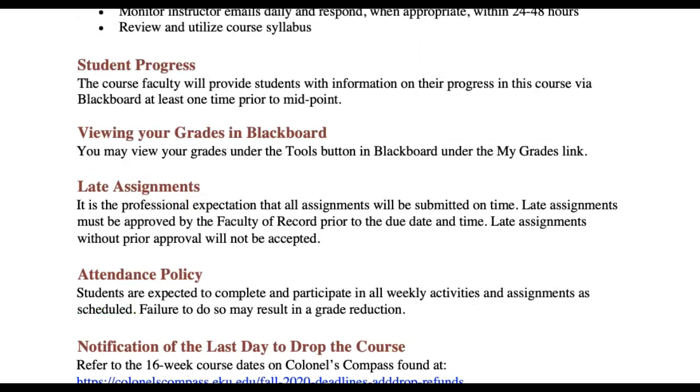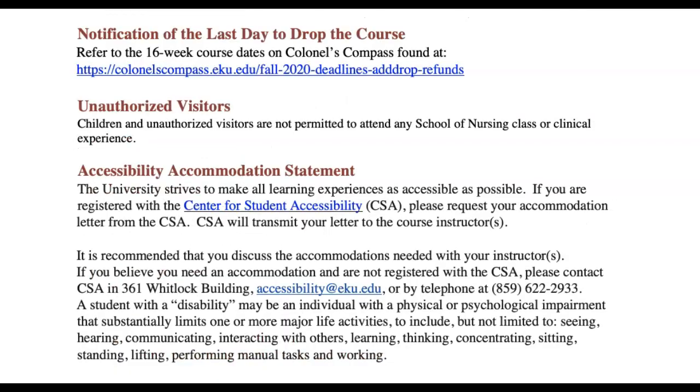Grades are placed within the Blackboard Learning Management System. I spoke earlier about late assignments and clinic attendance, as well as attending any scheduled Zoom sessions. This is a 16-week fall course, and the link to Colonel's Compass is here if you have any questions about dates or add/drop. Just keep in mind that Zoom is like coming to the clinical setting and having an evaluation, so unauthorized visitors within those sessions are not permitted.